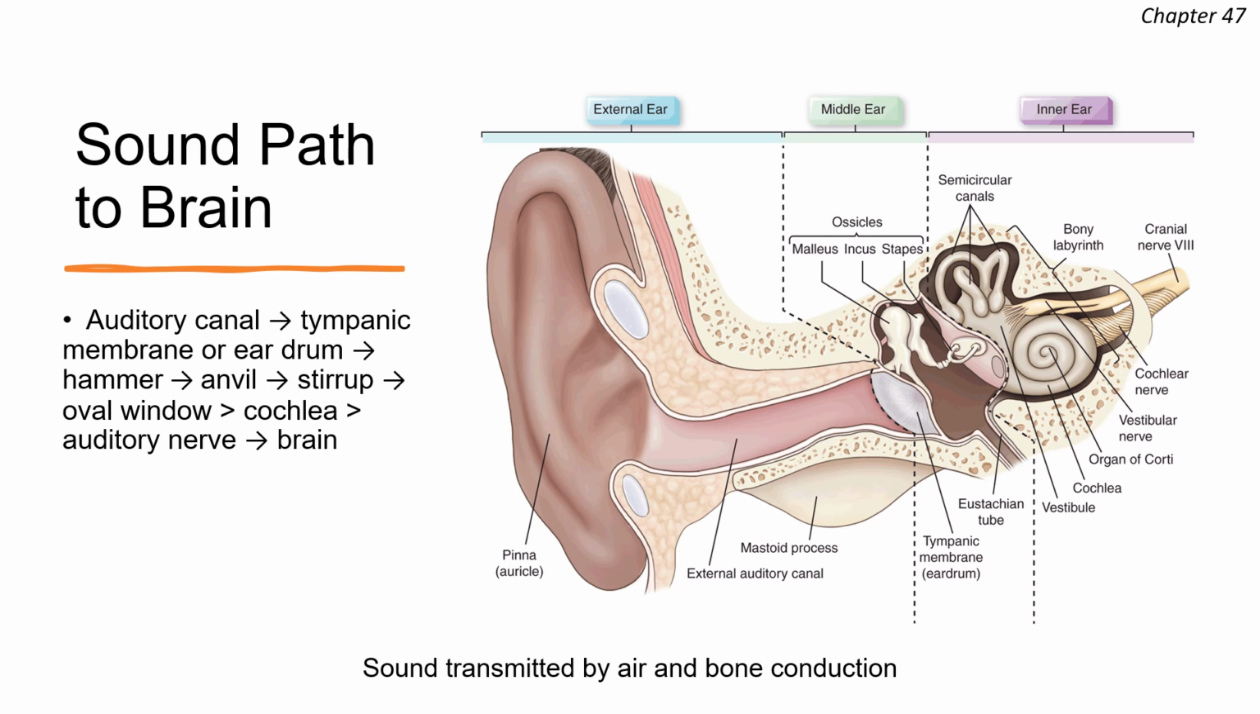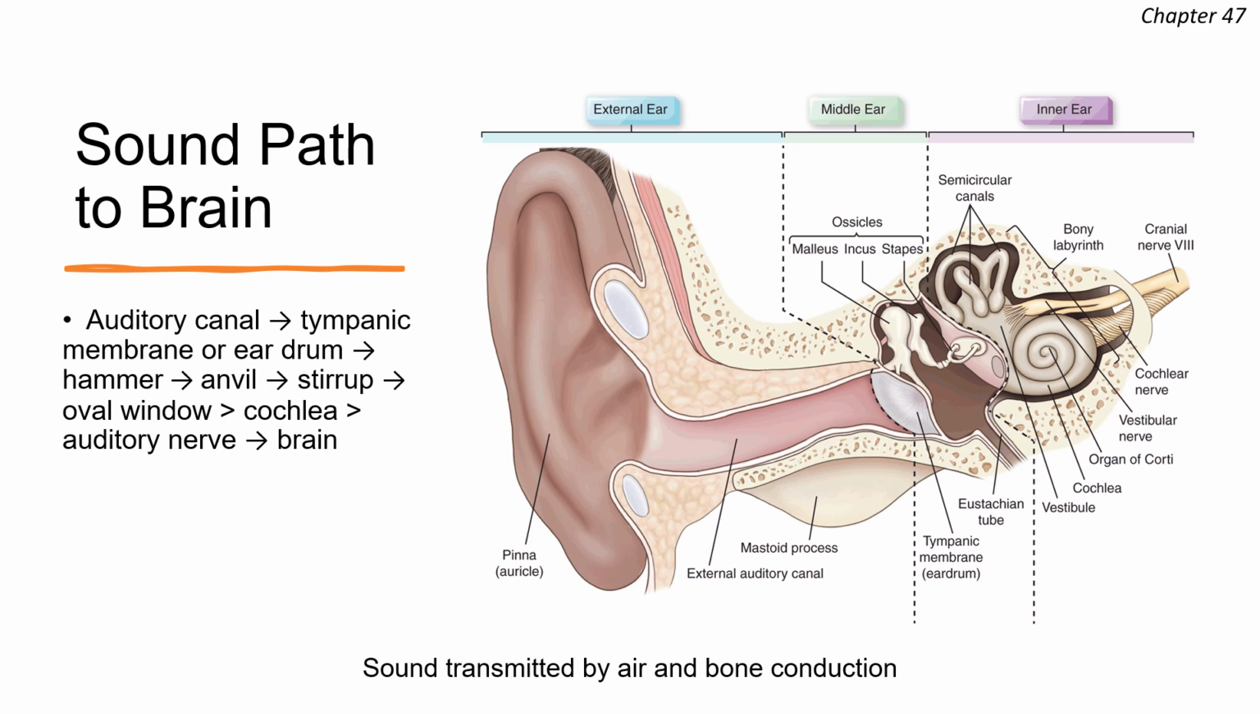So here we have a picture of our sound path to the brain. Sound enters the external ear, goes through the auditory canal up to the tympanic membrane. The vibration of sound vibrates these little ossicle bones, the malleus, incus, and stapes. And then we have our oval window, where these messages are sent to our semicircular canals, where it is converted into a neurological message through the bony labyrinth, up cranial nerve 8 to our brain for processing.